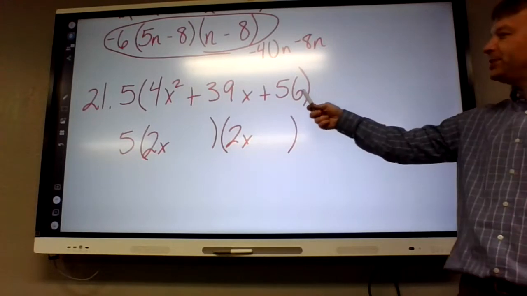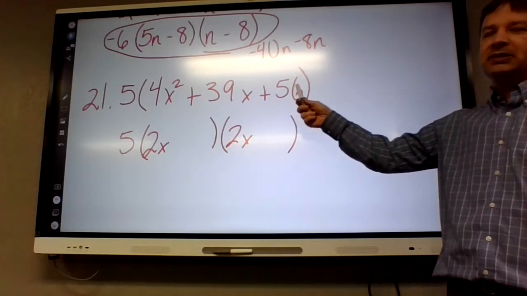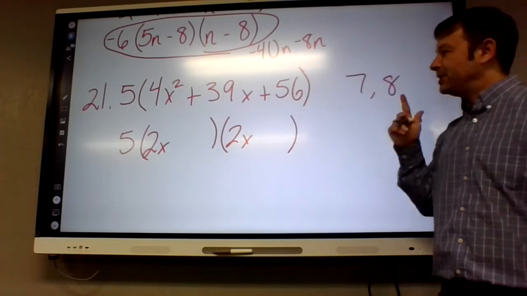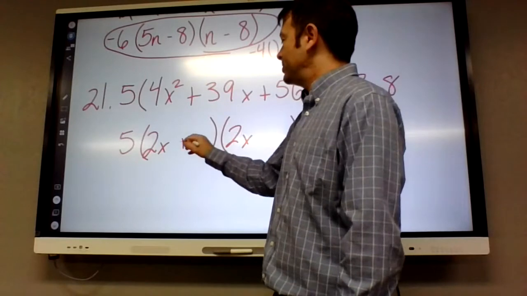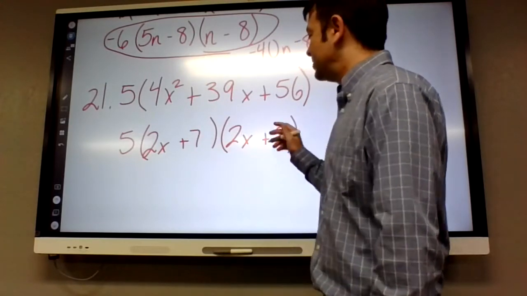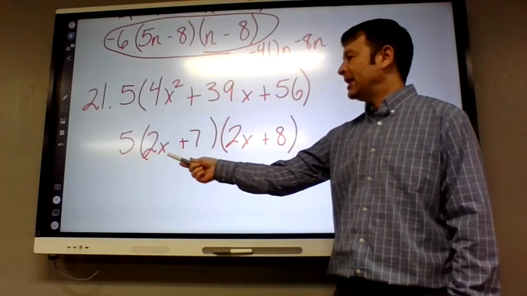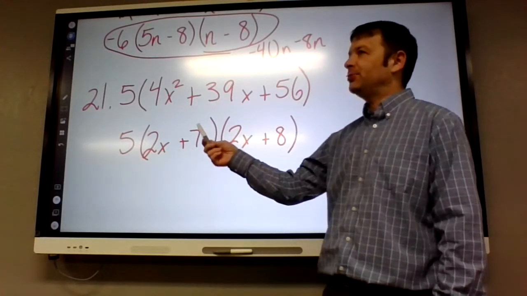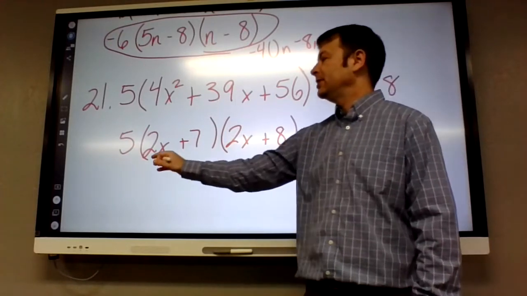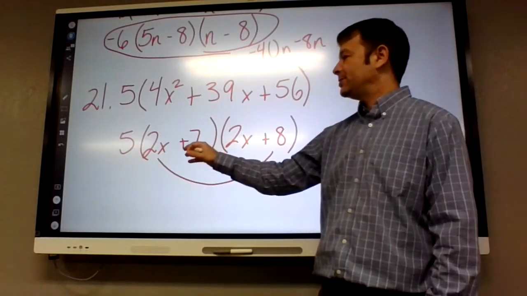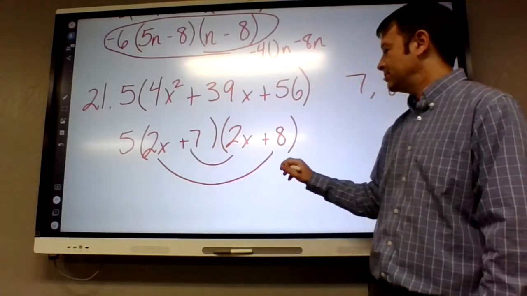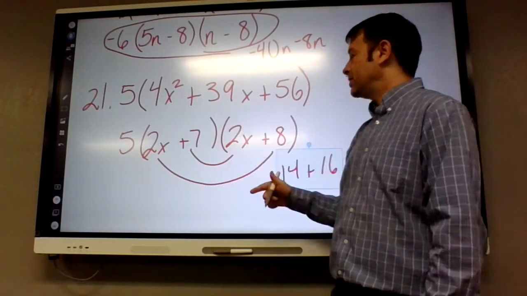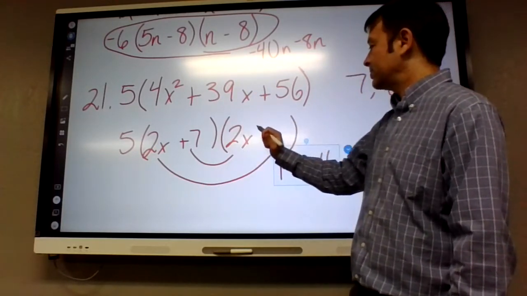Okay, what's the first thing you think of that goes into 56? 7 times 8. If you remember your times tables, that's what you think of. So let's see if 7 and 8 are magic. This one's a little bit different because the outside and inside both start with the 2x, so switching the 7 and the 8 doesn't matter. Let's see if this works. 7 times 2 and 8 times 2, 14 and 16 make 30, not 39. So what else?